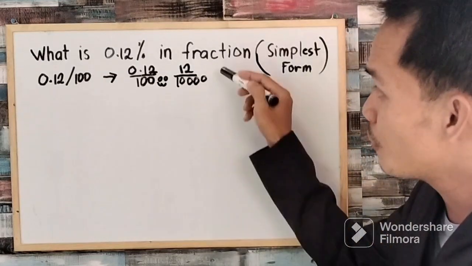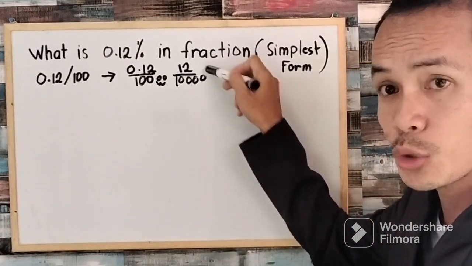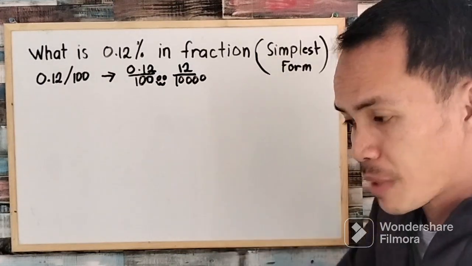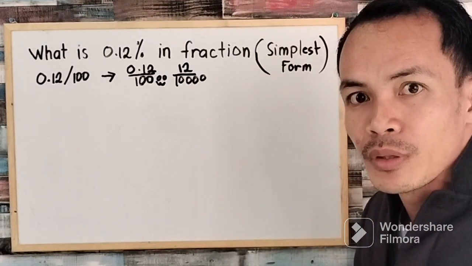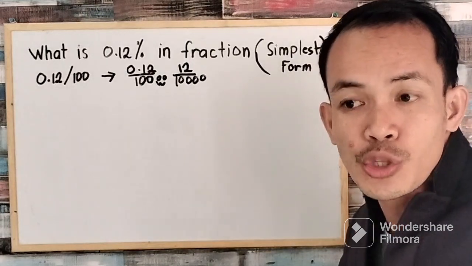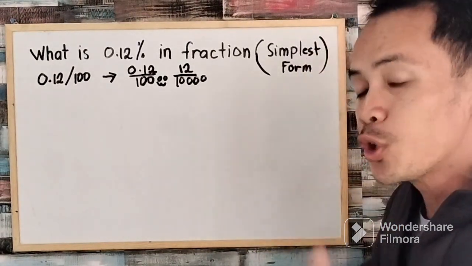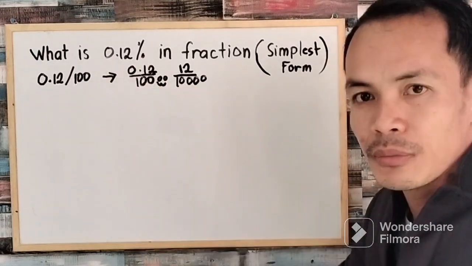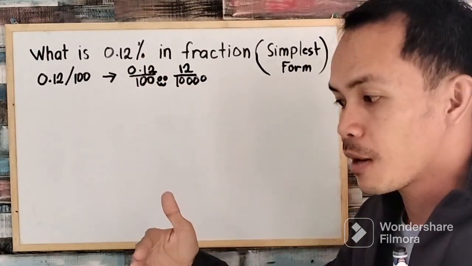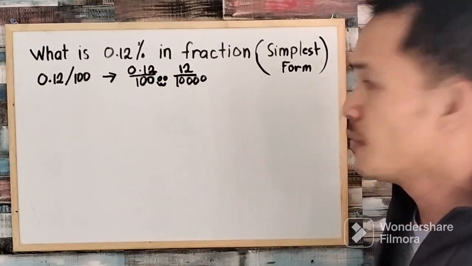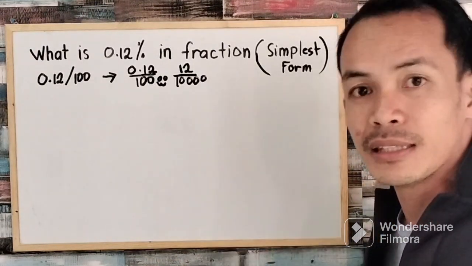So, ibig sabihin, we can divide these 2 numbers by 2. Okay? Dahil kapag i-divide natin siya by 2, we have the answer which has no remainder. Okay? Or you can also think of another number. Baka meron pang much bigger doon sa 2. Okay? How about 3? Divisible by 3 ba yung 12 and 10,000?